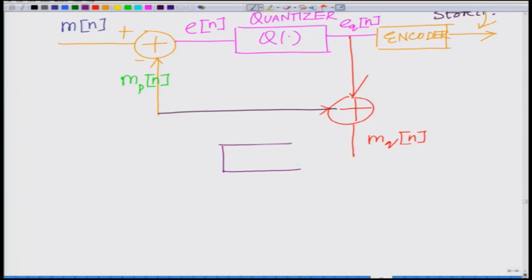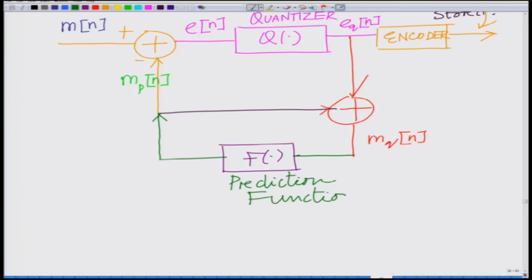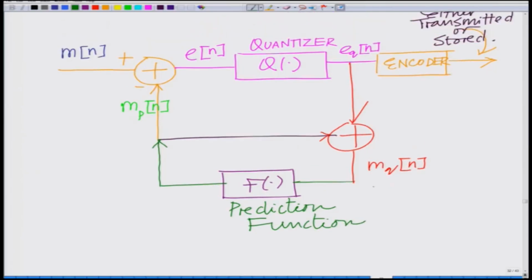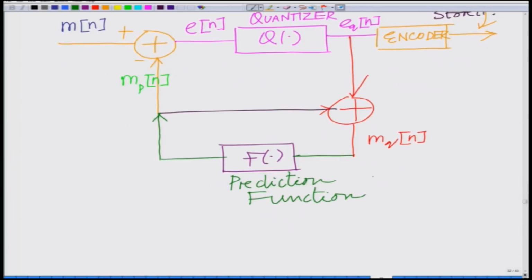Now, this passes through a prediction filter, or basically your f, which is the prediction function, correct. So, we pass this through the prediction function, and the prediction function takes the past L values. This is your prediction function. Okay, so this is basically the schematic. You have to pass it through the prediction function.